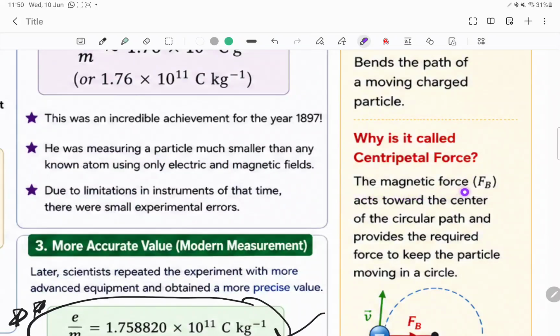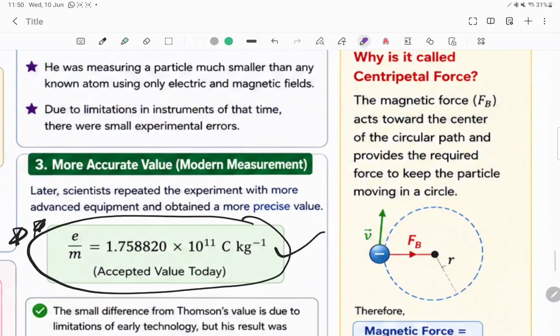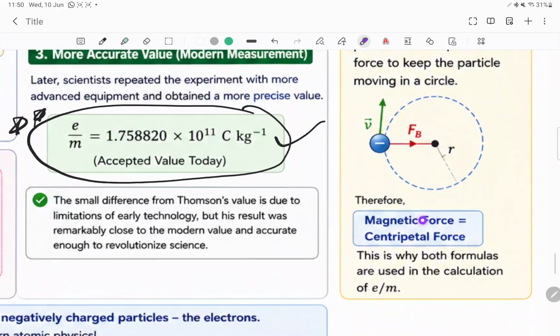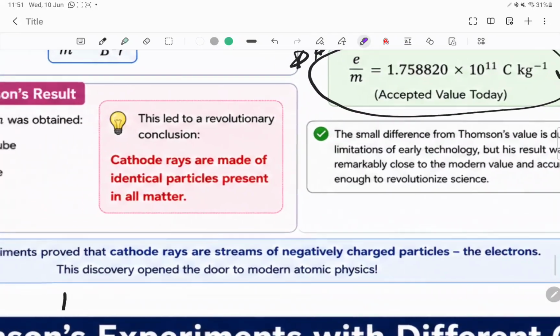So the magnetic force acts towards the center of the circular path, providing the required force to keep the particles moving in a circular path. It is just acting as a centrifugal force. That's why here in the calculation we use the magnetic force equal to centrifugal force. This is why both formulas are used in the calculation of e/m ratio.